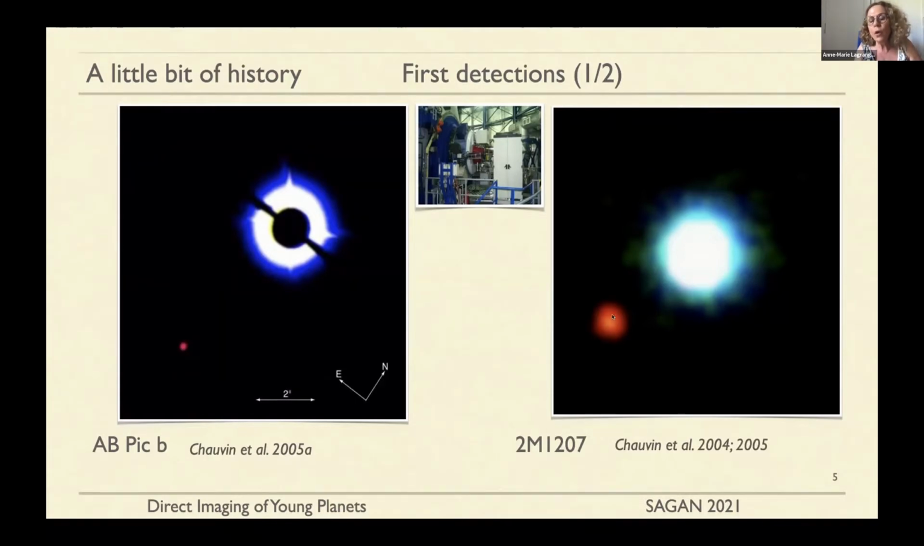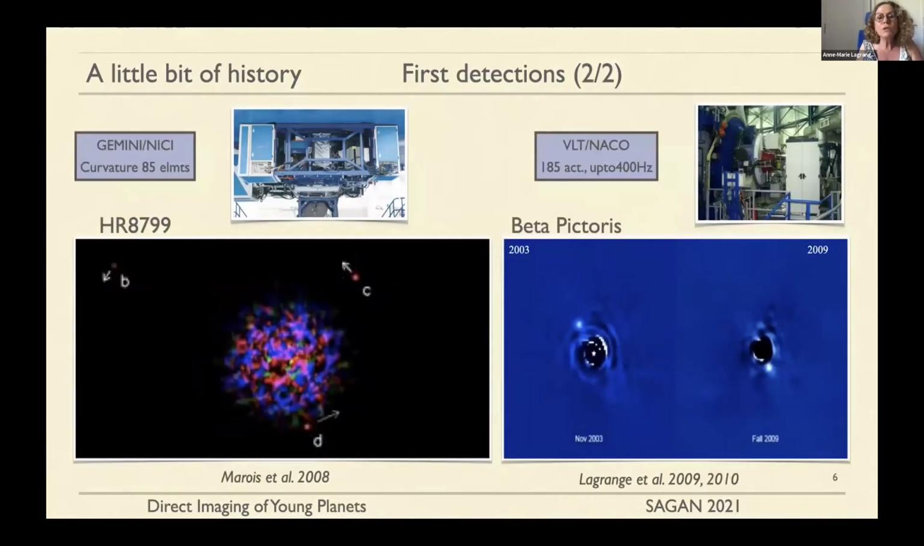Here you have a planetary mass object, about 5 Jupiter masses, orbiting a brown dwarf. And these two objects, of course, raise the question of how they were formed. Since this early detection, there was another step.